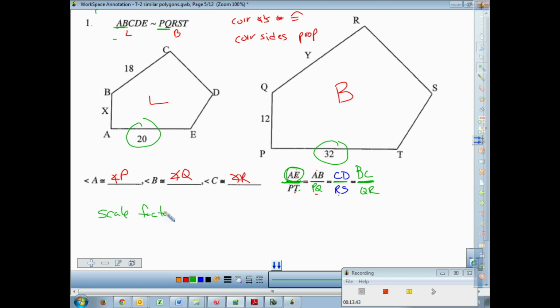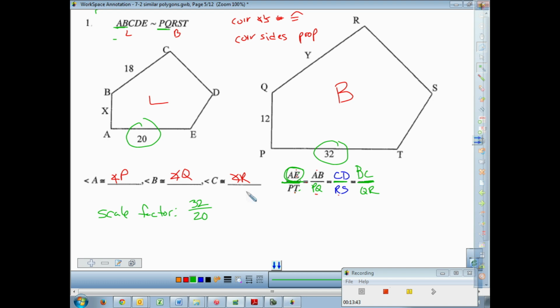Let's do this. Scale factor. I think it might say that for you below. Scale factor. Should I do 20 over 32 or 32 over 20? We're going to do 32 over 20. Why 32 over 20? Big over little. I know that says larger over smaller. Let's just call it big over little. Does that sound all right?